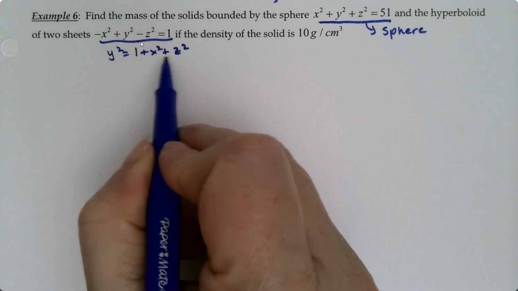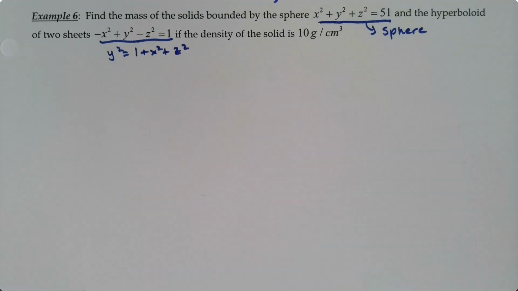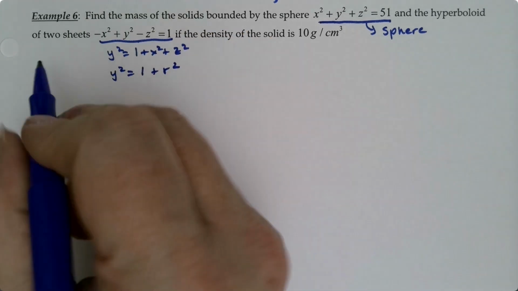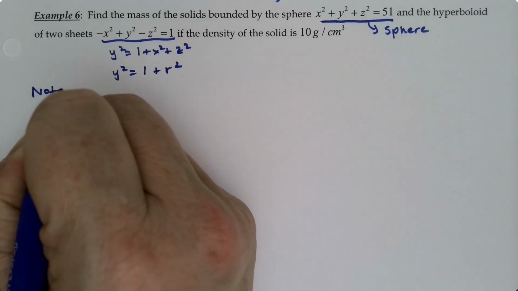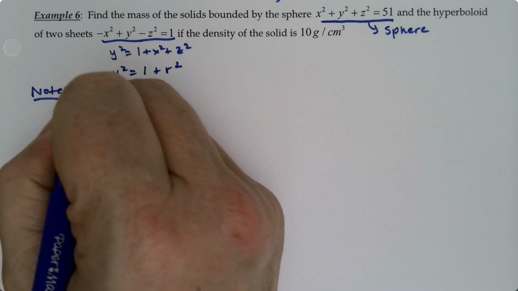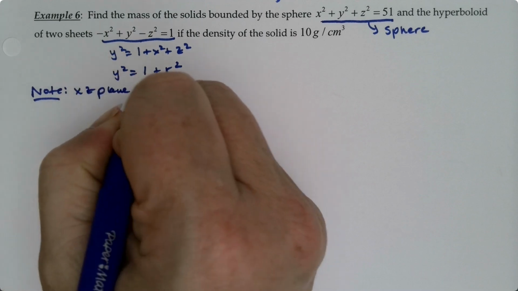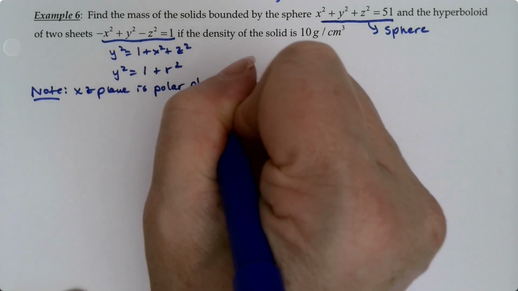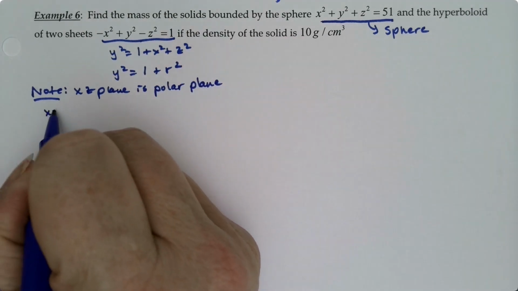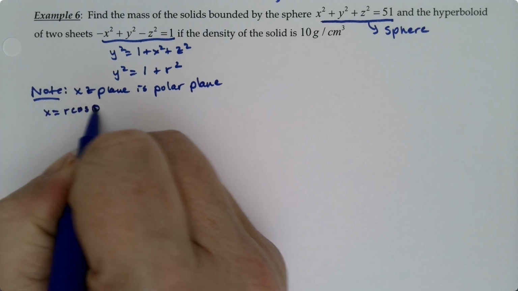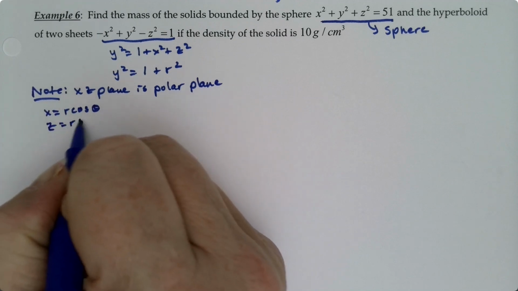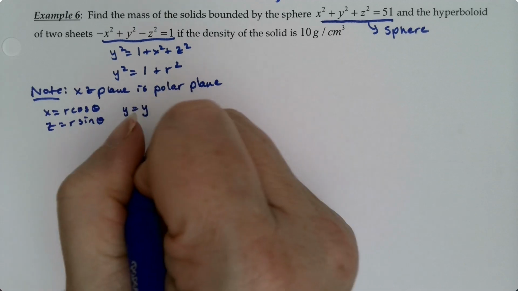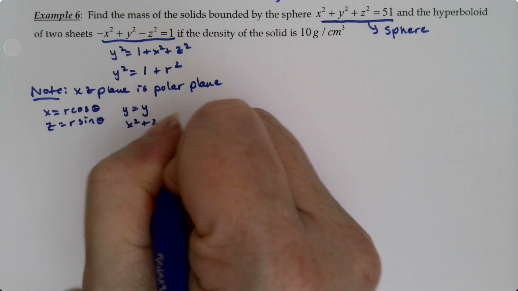So I want to make that into r squared. That means y squared is 1 plus r squared. So we are doing the xz plane as the polar plane, and all the things that come with that. It'll be x equals r cosine theta, z equals r sine theta, y equals y, and then x squared plus z squared equals r squared.